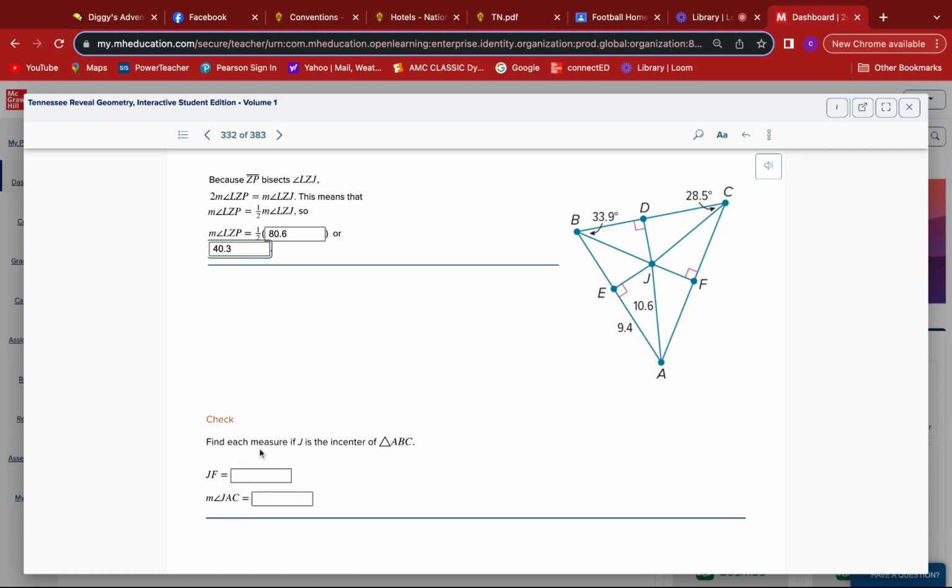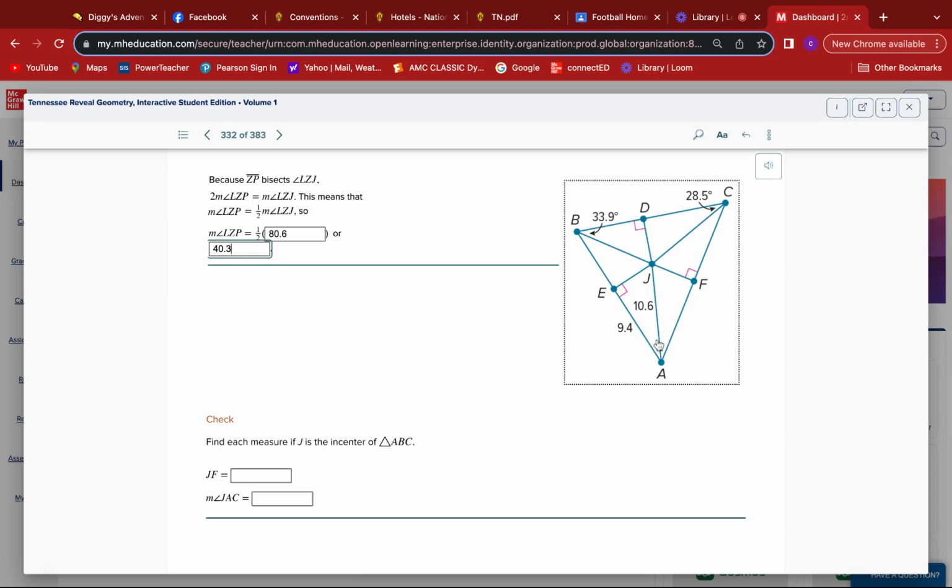All right, let's see what we got here. Find each measure if J is the incenter of triangle ABC. So I got triangle ABC. All right, J being named the incenter means that I have 3 angle bisectors. BJ is an angle bisector, so is CJ and AJ. They're all angle bisectors. So what does that mean? That means that 33.9 will also be 33.9 right beside it. 28.5 will also be 28.5 right there, right beside it. And yeah, see, so JAC.